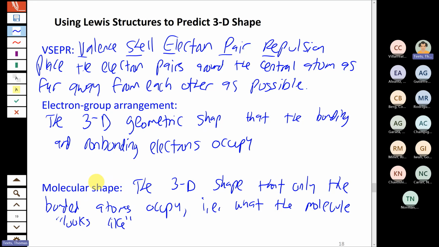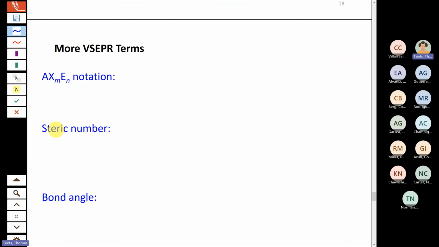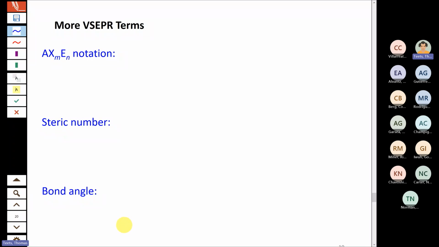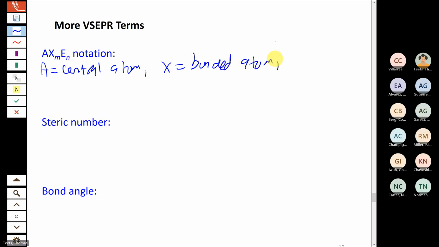Right. So the way we're going to do this is we're going to systematize things. I don't think your book does it exactly this way, but I do really like this approach, which is to use what's called the AXE notation to categorize the different possible three-dimensional structures we can have. Basically, A is just the central atom. You don't really even need that in there, I suppose, but that's the central atom in the formula. X is an atom that's bonded to the central atom. And then E in this notation is a lone pair. And then these subscripts m and n are how many of each of those you have.